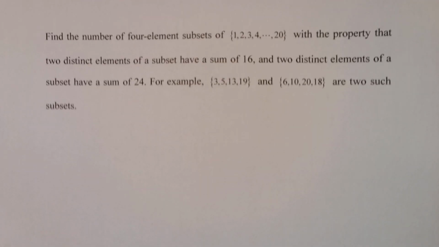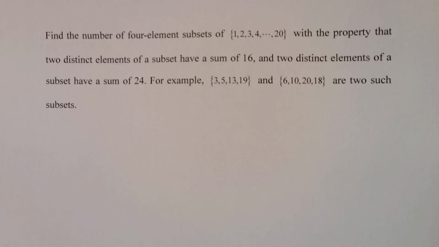Today we've got a problem here, and as always, let's first start off by reading the question. Find the number of 4 element subsets of 1, 2, 3, 4, all the way to 20, with the property that 2 distinct elements of a subset have a sum of 16, and 2 distinct elements of a subset have a sum of 24. For example, {3, 5, 13, 19} and {6, 10, 20, 18} are 2 such subsets.